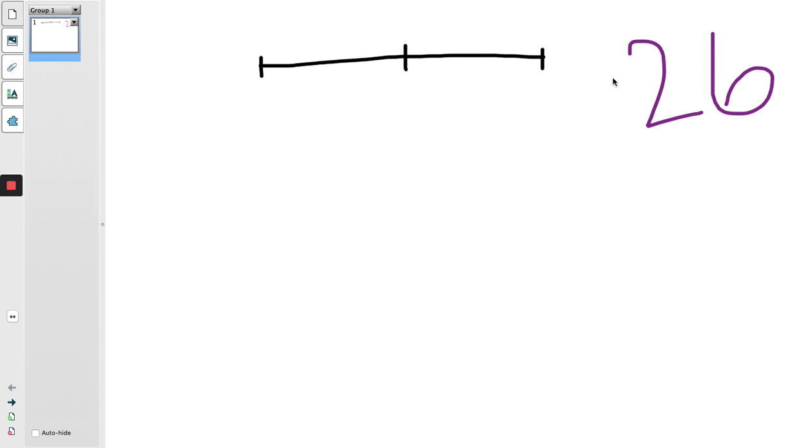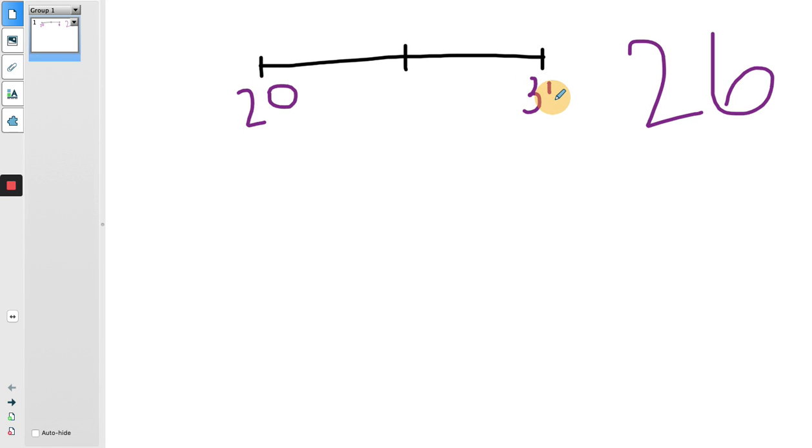And I have my number. We're going to work with a nice easy number at first, which is 26. So the first thing I'm going to do is think about what are the numbers that 26 is in between. What are the two tens that it's between? It is between 20 and 30.